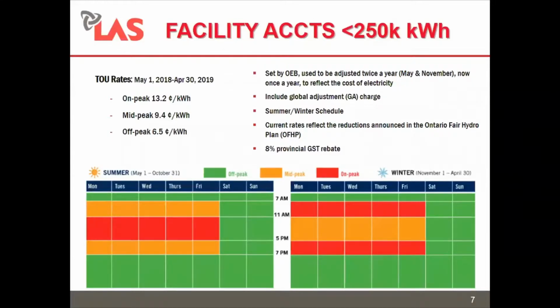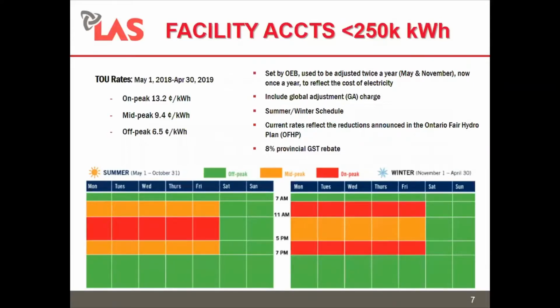I didn't put this on the slides, but I bring the actual cost. So from the Ontario Energy Board website, you can find the actual cost of this winter if there's no 17% deduction from the Fair Hydro Plan. So instead of 13.2, the on-peak price will be 20.3, and the mid-peak, instead of 9.4, it will be 14.6, and the off-peak price should be 10 cents instead of 6.5.